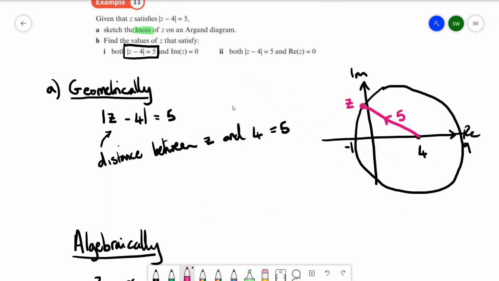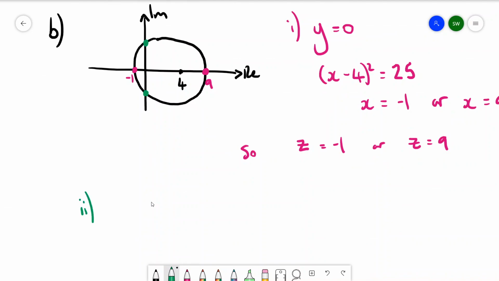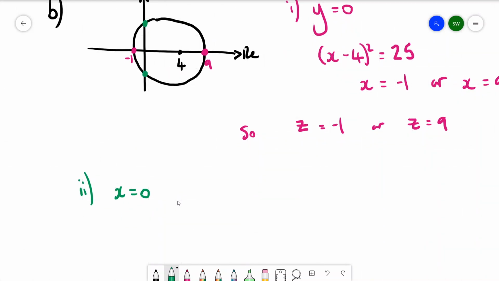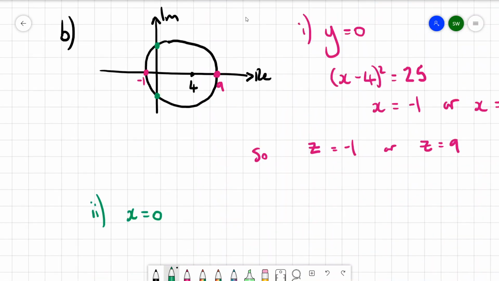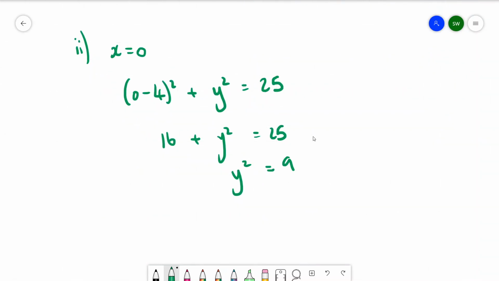And then for the second part, we're doing exactly the same thing. It has to lie on the circle, but this time we want the real part of z equal to 0. So for the real part of z to be equal to 0 on this circle, we must either be there on the circle or there on the circle to make sure that it's a purely imaginary number. So let's use the equation of the circle again. This time we know that x equals 0. So we can substitute that into the equation of the circle. So we're going to have 0 minus 4 squared plus y squared equals 25. So we're going to have 16 plus y squared equals 25. So we get y squared equals 9. So we're going to get two solutions, which is what we'd expect. y equals 3 or y equals minus 3.